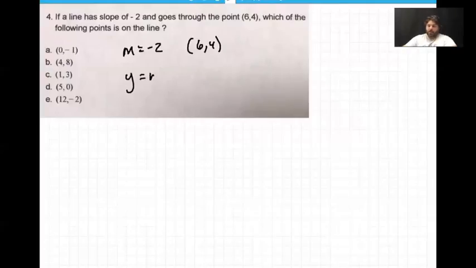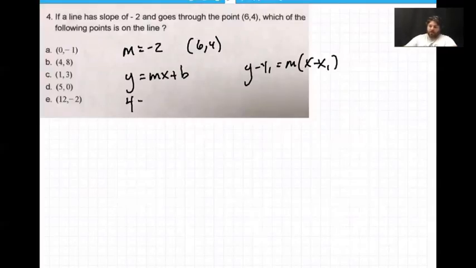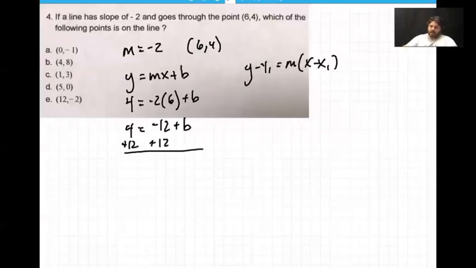I either do y equals mx plus b, or I do y minus y1 equals m times x minus x1. Either of these will work. If I do y equals mx plus b, I'm solving for b. The y value equals the slope times the x value plus b. That tells me that 4 is equal to -12 plus b. When I add 12 to both sides, I get that b is equal to 16. Then I write the equation: y equals -2x plus 16.